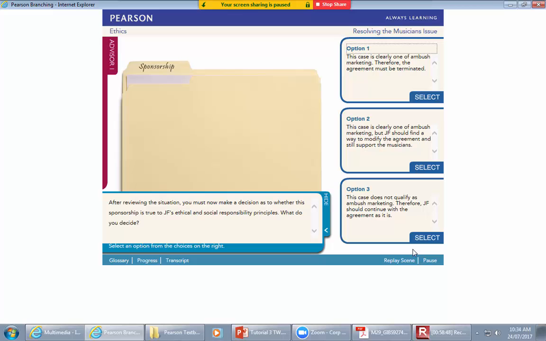But what about the ethical considerations here? Do we start our analysis of ethical considerations by looking at cost-benefit analysis? Or is that something separate that you have to look at in a different framework? Can you quantify the ethical benefit that comes to the musicians versus the ethical cost of the ambush marketing, assuming that this is ambush marketing?